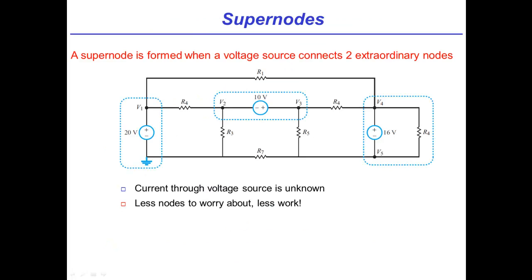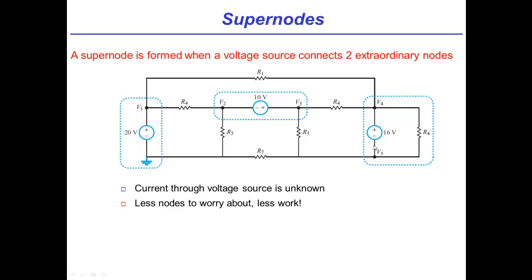All right, so let's look at this idea you just introduced us to in the context of another circuit. So you're saying a supernode is formed whenever there's a voltage source connecting two extraordinary nodes. That's a formal way to look at it. So if I look here, I've got V2, V3. Both of these are extraordinary nodes. They've got 3 branches. But my professor here snuck in this voltage source to make my life difficult. But this is going to become a supernode.